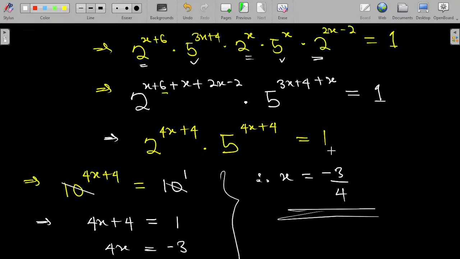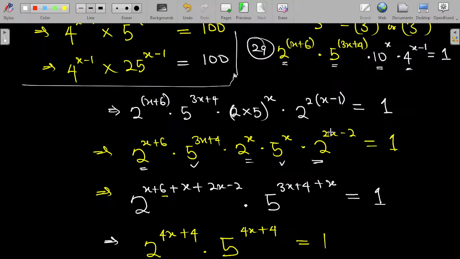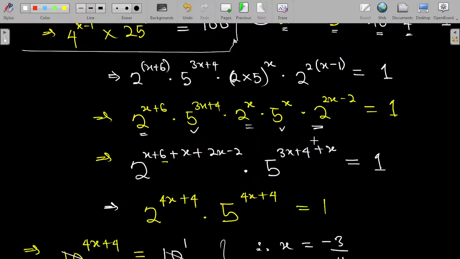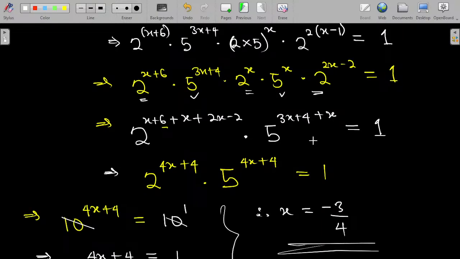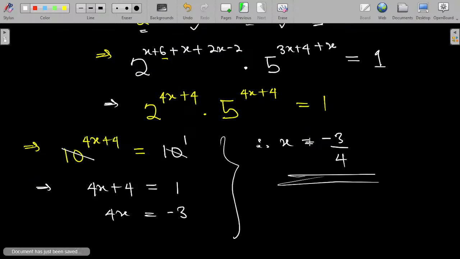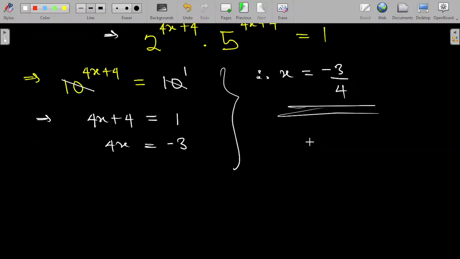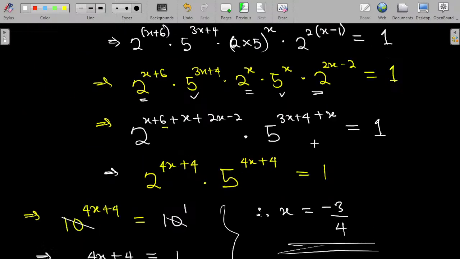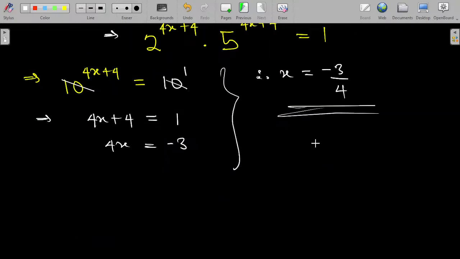This is beautiful. This is a construction of deep thinking. The constructor of this exercise did a good job here. It gives you the opportunity to think, and I love this. So the solution for number 29 is x equal to minus 1 over 3.